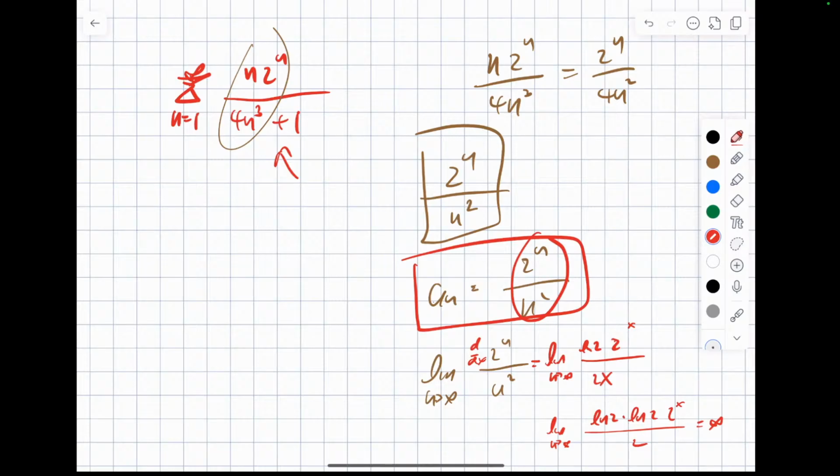Did you guys simplify that one? So you're going to have the limit as n approaches infinity of n times 2 to the n over 4n cubed plus 1, all over 2 to the n over n squared.